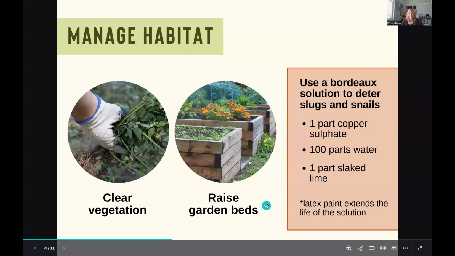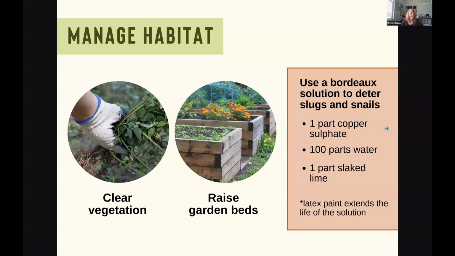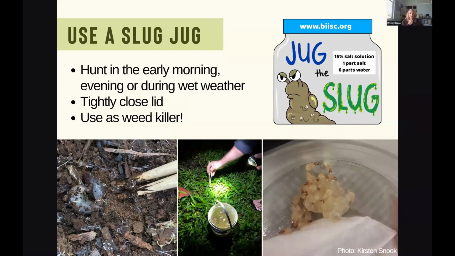And then this is a solution to deter slugs and snails. I haven't had luck with that. For treating the raised beds, I've pretty much gone away from this method and just use Sluggo, which we'll get to in a minute. We always have a slug jug. It has one part salt to six parts water, more or less. Great ratio lesson for kids. Ratios are always a good thing to work on for kids.